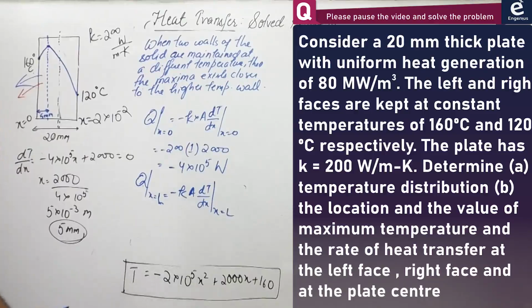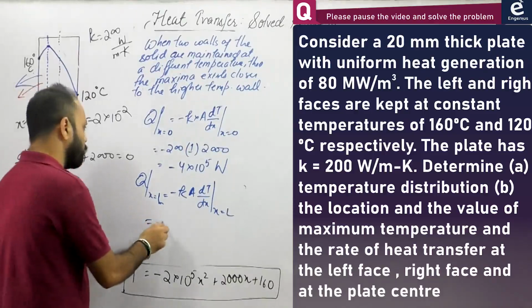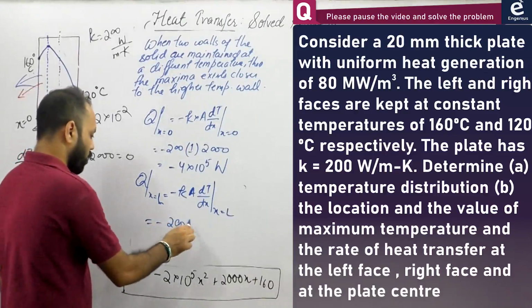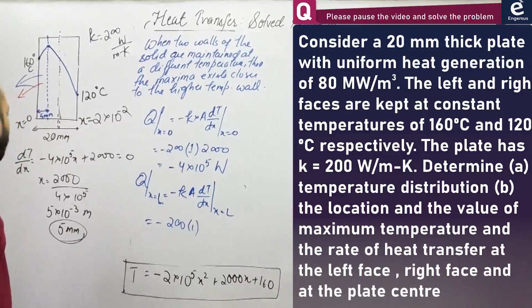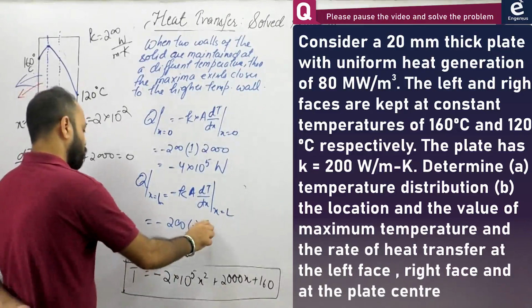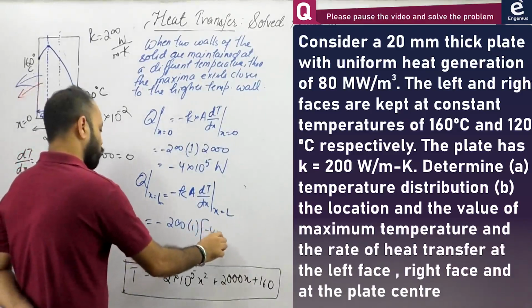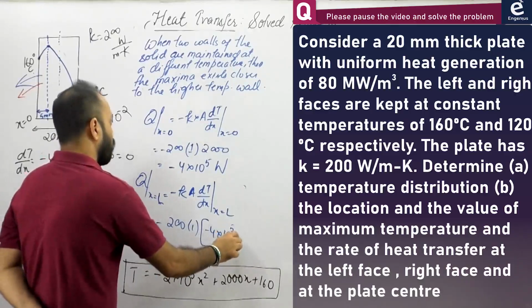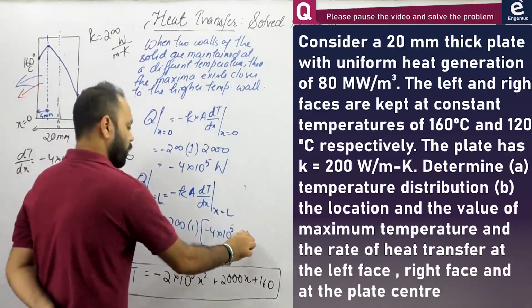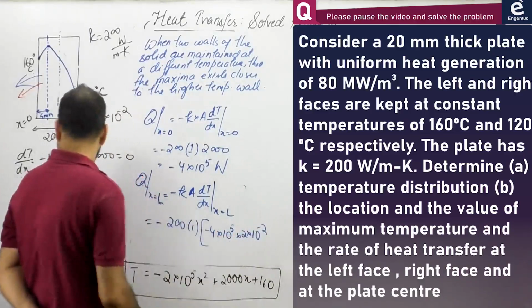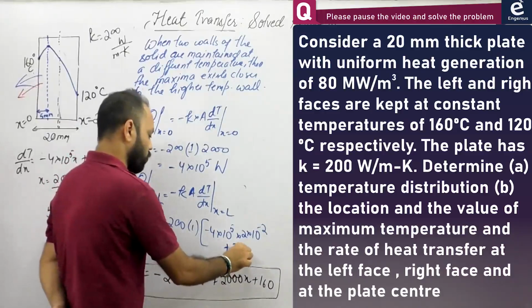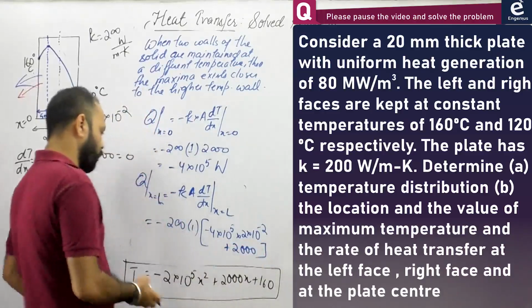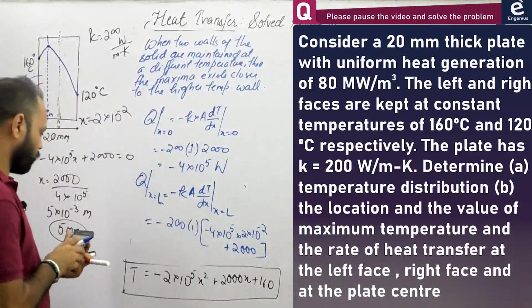So let us put the value. L is, okay, I'll write down here, minus 200 and area, let's take 1. dt by dx is this, at x is equal to L. So that means minus 4 into 10 power 5 into 2 into 10 power minus 2. काफी कुछ हो गया. Minus 4 into 10 power 5 x plus 2000 है ना, plus 2000. Let's see what we are getting. Of course it will be positive or negative. Let's see.